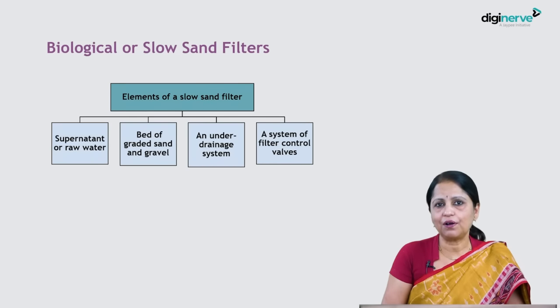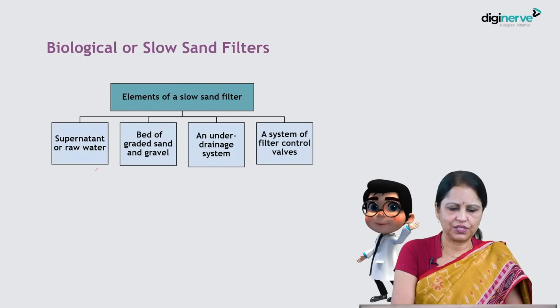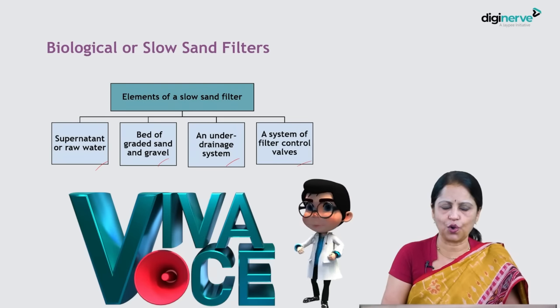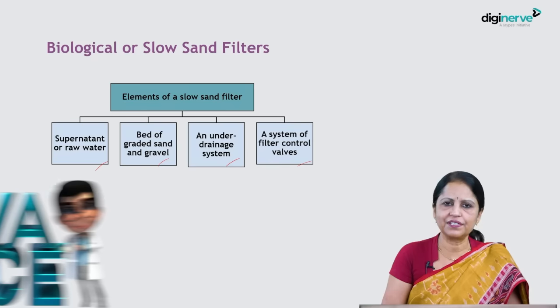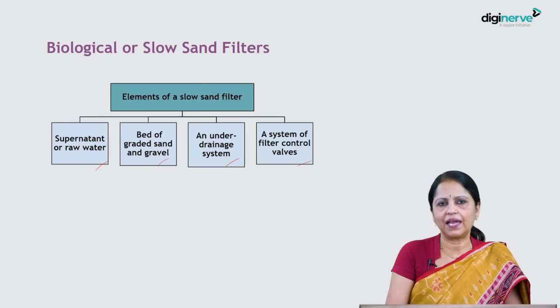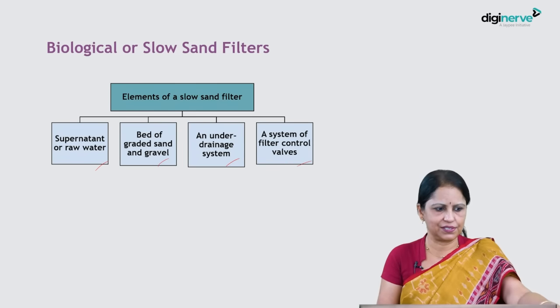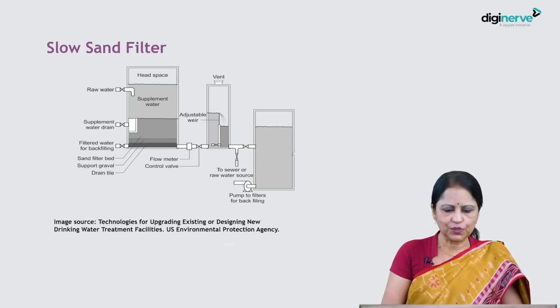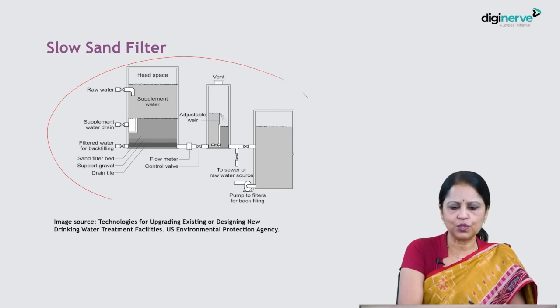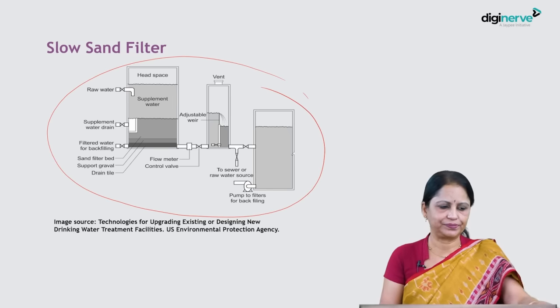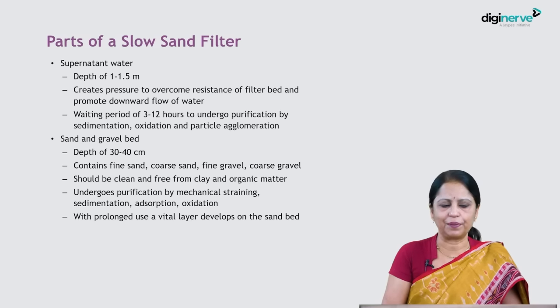So biological or slow sand filter. These are the elements of a slow sand filter. First is supernatant or raw water, then bed of graded sand and gravel, then an underground drainage system, and finally control valves. I'll discuss each one by one. So this is the diagram, a slow sand filter. These are the parts and this is how it looks. Now let us discuss the parts of the slow sand filter one by one.